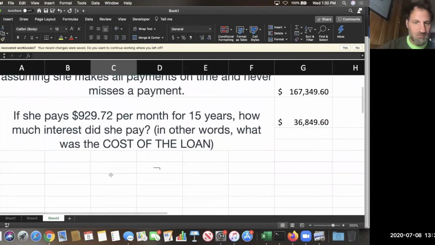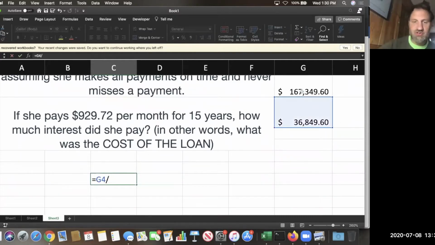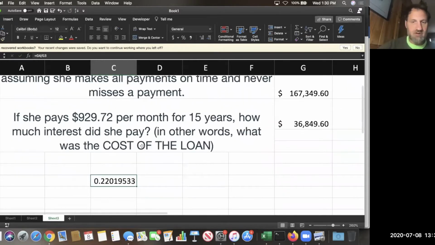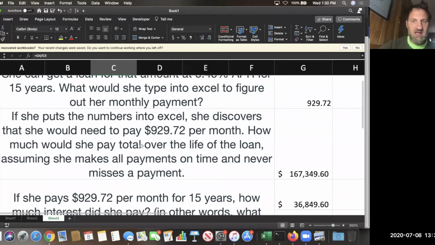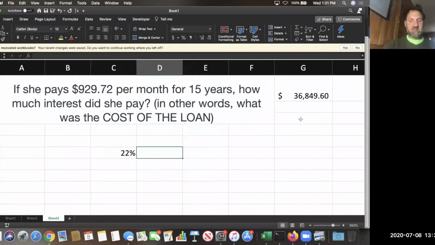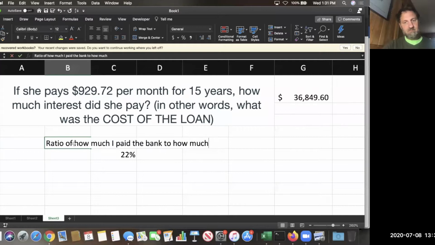So just to summarize again and highlight the fact that in this mortgage situation, 3.45% is a great interest rate. But at the end of the day, when I look at the ratio of how much I paid the bank to how much I paid total, this is the ratio I get.